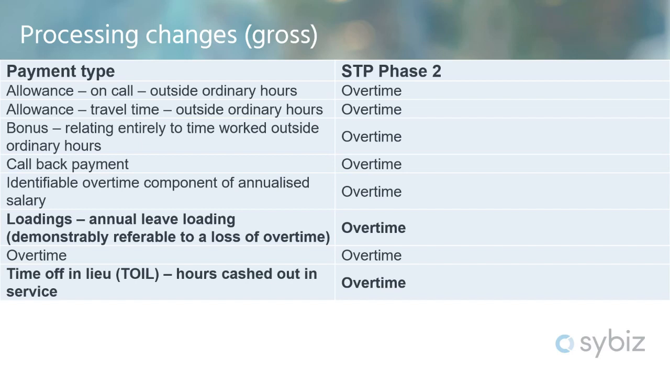Overtime is something that is changing a little bit as well. Generally, most people should have their overtime pay items configured correctly already, as they would have been using them. But as I said, there are those curveballs where something may be a little bit ambiguous. It could be treated as leave or it could be treated as overtime, but in most cases, overtime will win the day. So if you are paying loadings that are demonstrably referable to a loss of overtime, then that is to be reported as overtime. So you will need to decouple the leave loading from the actual leave pay item and use two separate pay items in those circumstances.